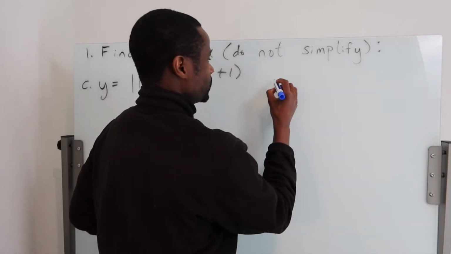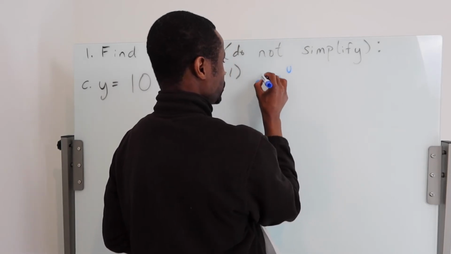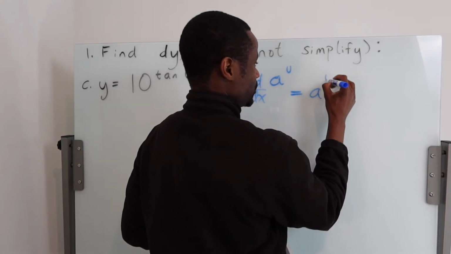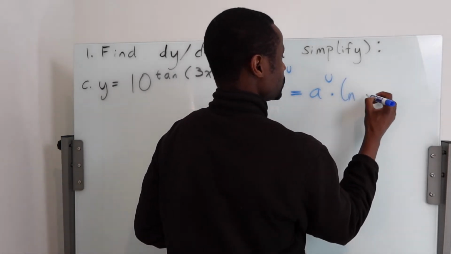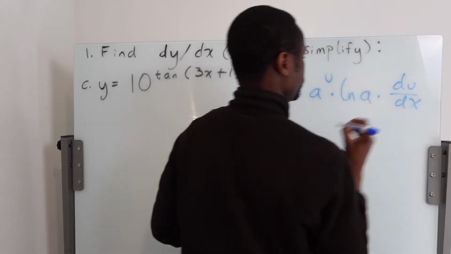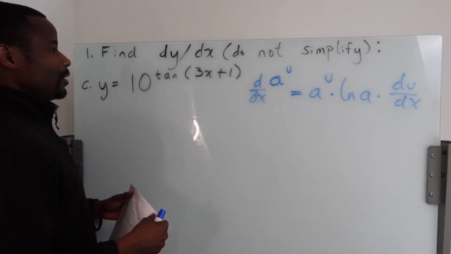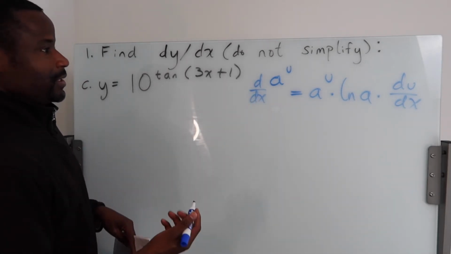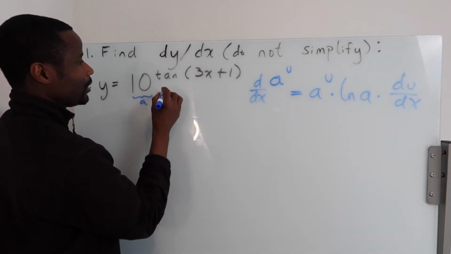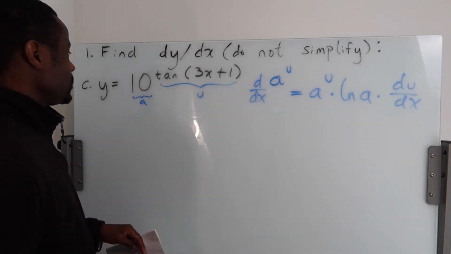Let's remember the formula. If we have a to the u, the derivative with respect to x of a to the u is simply going to be a to the u times the natural log of a times du dx. It's our formula. So all we do here is simply use that. We just need to identify our a and u. Our a is 10, and this is our u.